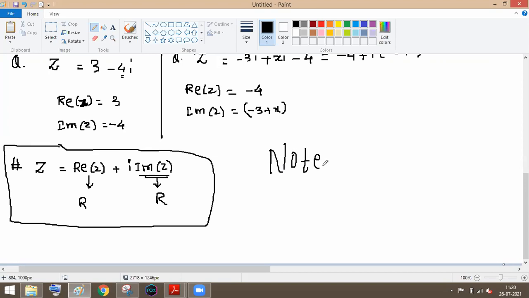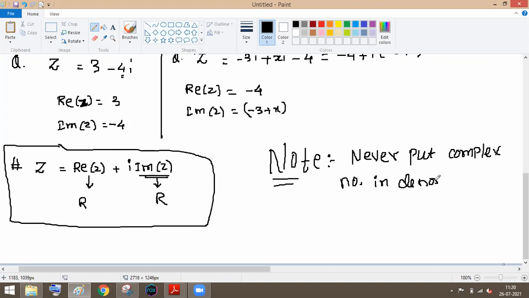And write down a big note: never put a complex number in the denominator. Why? Because a complex number is always expressed in the form of a plus iota b, z equal to x plus iota y. It should be two terms, but when you put the complex number in the denominator, you can't separate the complex number into two terms like this.